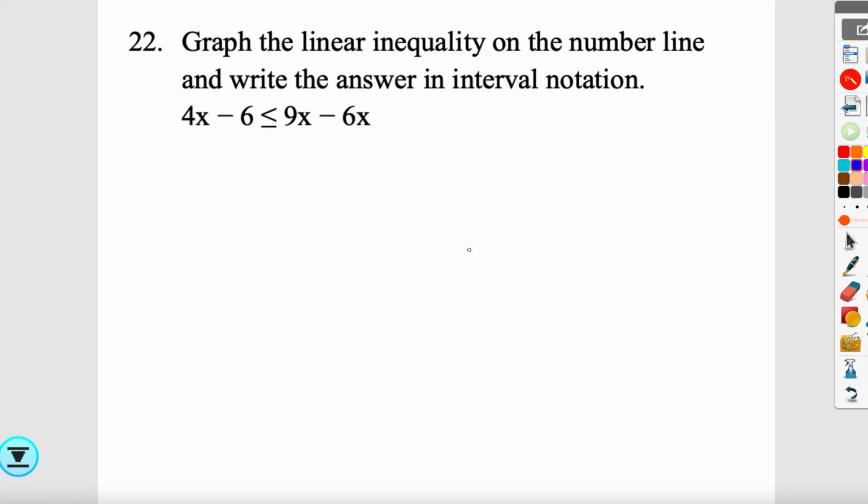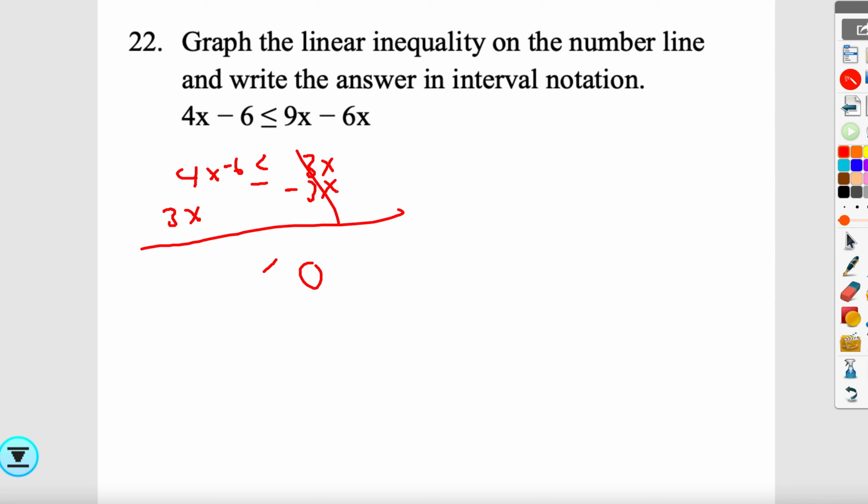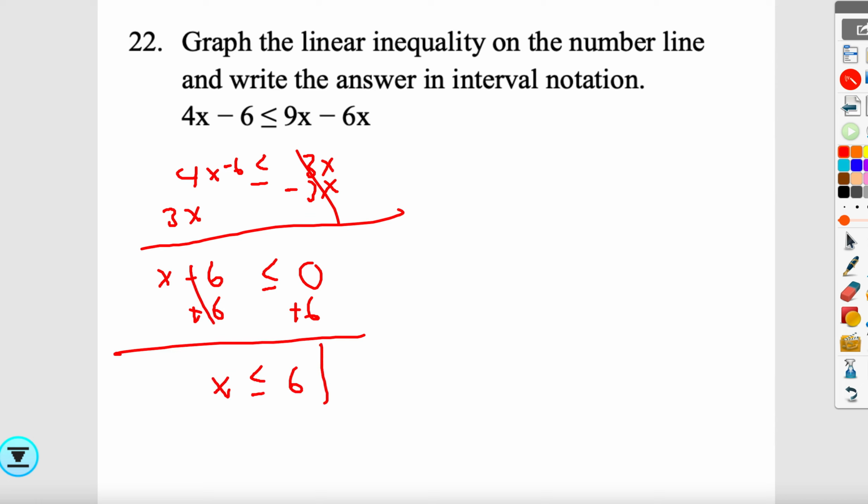Number 22, graph the linear inequality on the number line and write the answer in interval notation. Same concept as before, but we have more steps to do now. So here we have like terms. 9x minus 6x is 3x, right? So bring down this over here, minus 6. I'm going to subtract 3x on both sides. This zeroes out, so this is 0. Bring down x minus 6. I'm going to add 6 on both sides. And I'm going to get x is less than or equal to positive 6.